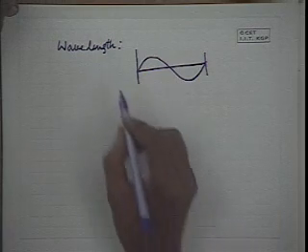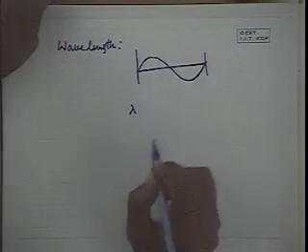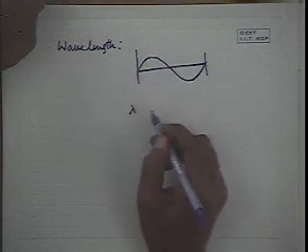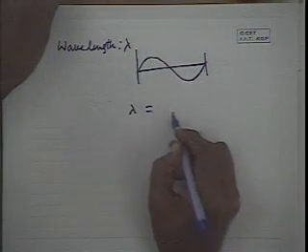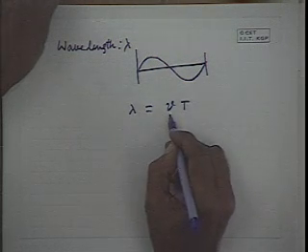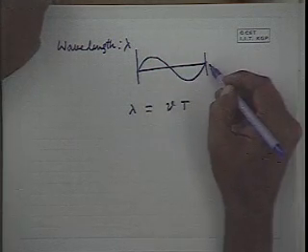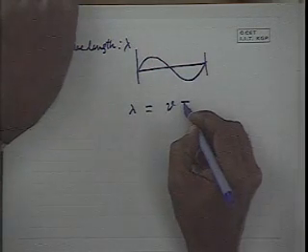period. This can be computed by lambda. This is known as lambda, wavelength. Lambda is equal to v into t, where v is the velocity of the signal in this particular medium and t is the time period.